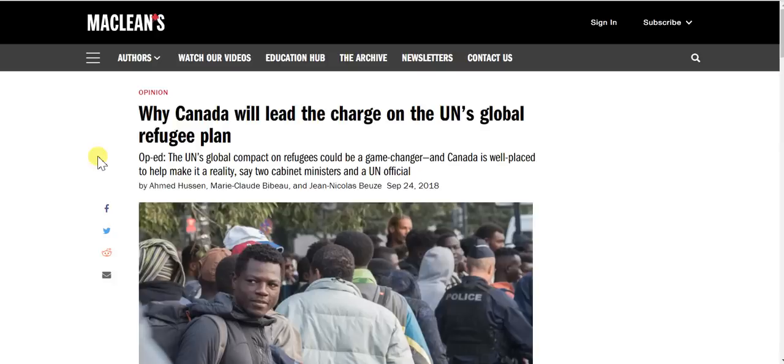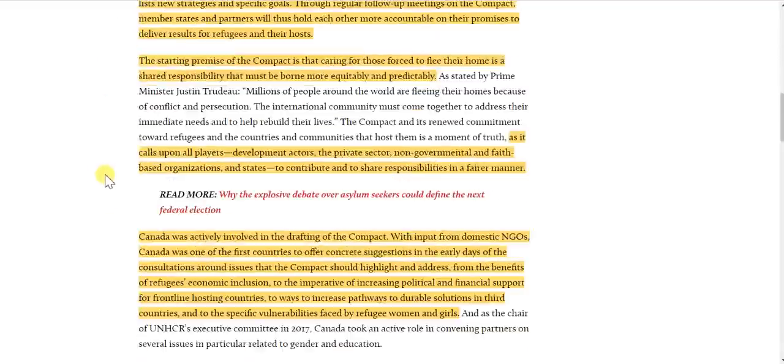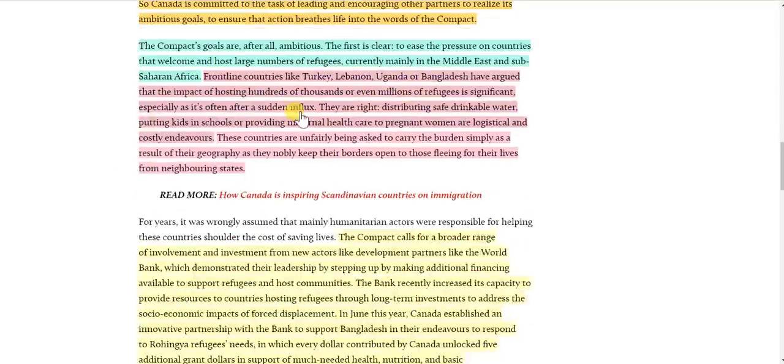Op-ed, the UN's Global Compact on Refugees could be a game changer, and Canada is well placed to help make it a reality, say 2 cabinet ministers and a UN official. And I'm just going to skip down because I wanted to show you how expensive it is again. The Compact's goals are, after all, ambitious. The first is clear: to ease the pressure on countries that welcome and host large numbers of refugees, currently mainly in the Middle East and Sub-Saharan Africa. Frontline countries like Turkey, Lebanon, Uganda, or Bangladesh have argued that the impact of hosting hundreds of thousands or even millions of refugees is significant, especially as it's often after a sudden influx.